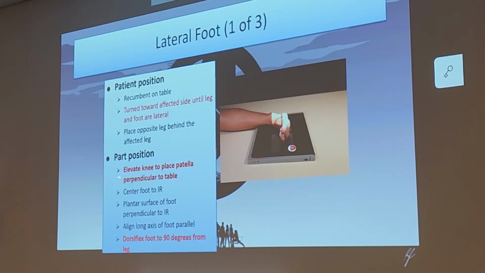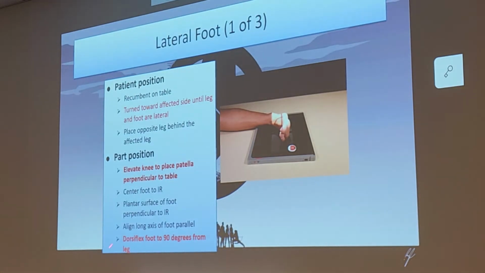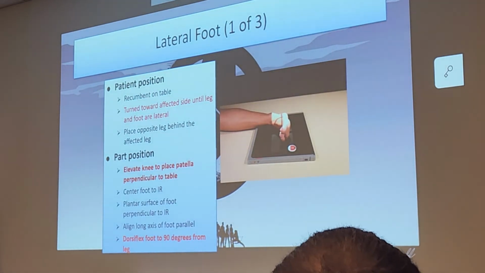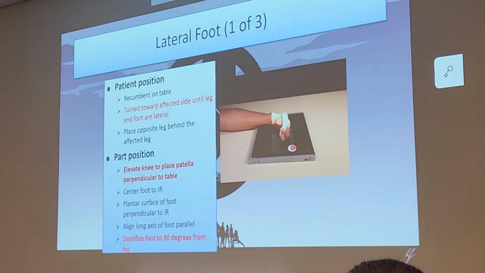So yeah, center the foot on the IR, plantar surface of the foot perpendicular to the IR. That's what I was talking about. You want to kind of pinch it and make it a lateral. You can turn it. And then dorsiflex the foot 90 degrees from the leg. So yeah, dorsiflex, okay? You always want to dorsiflex the foot whenever the ankle is involved in the image. But you guys get the hang of it. It's not that hard once you learn how to elevate the foot and then rotate the foot with your hand.